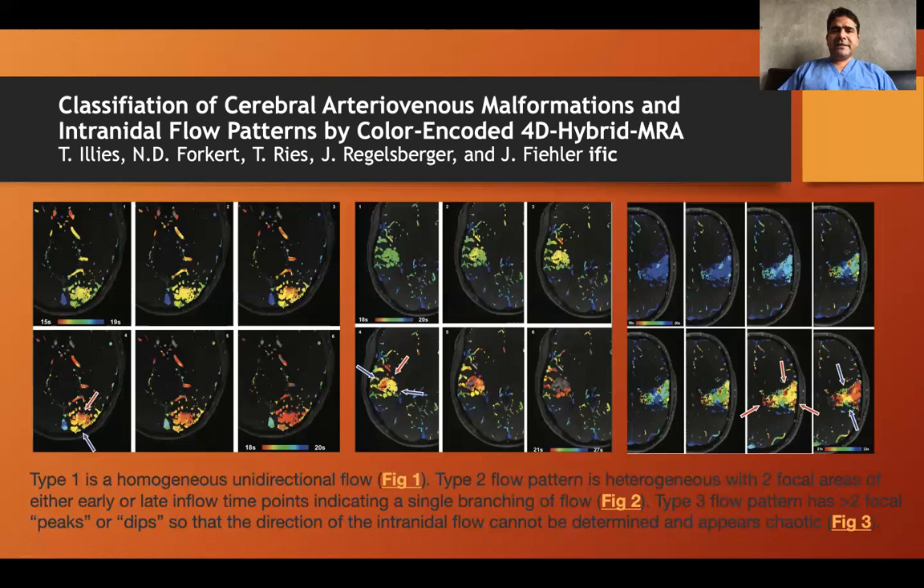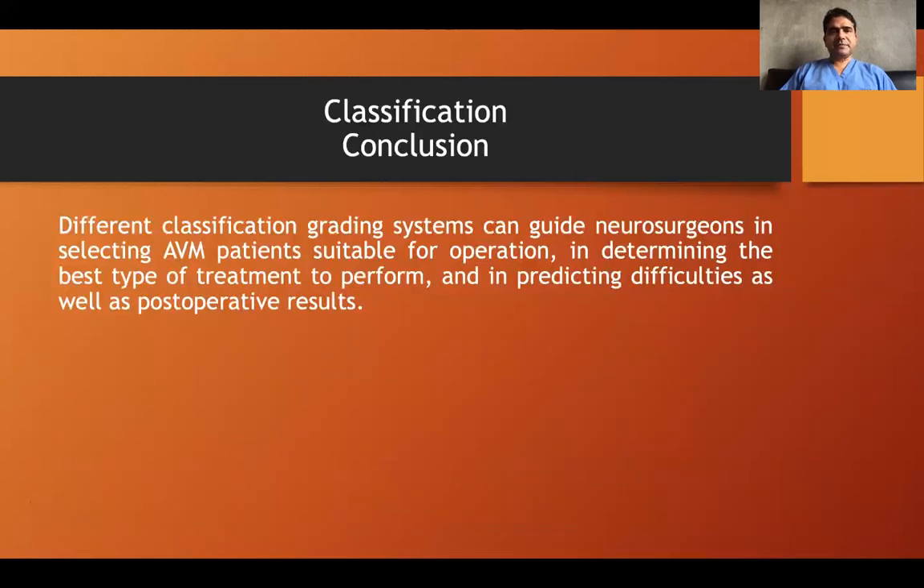But when this 4D hybrid MRA is compared with simple DSA, there is a significant positive value of DSA, as venous drainage less than 2 millimeter was not picked up by this 4D hybrid MRA.